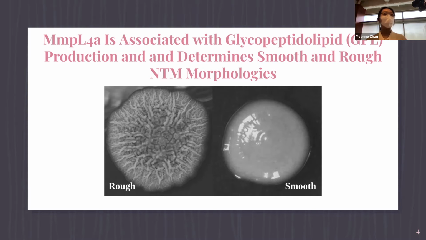The morphology of abscessus depends on the presence of glycopeptidolipid, or GPL, which is located on the surface of NTM cell envelopes and is essential for host to pathogen interactions. When GPL is no longer produced, abscessus converts from an S to R form and loses non-pathogenic traits, such as the ability to form biofilms and sliding motility. Because a gene called MMPL4A in NTM controls GPL production, I hypothesized that this gene could be related to pathogenicity as well.